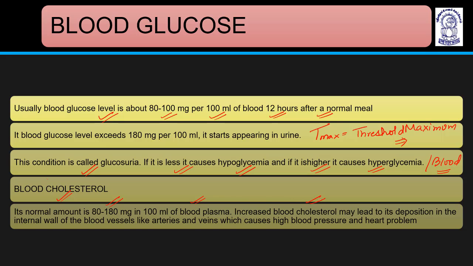Blood cholesterol levels: the normal amount is 80 to 180 milligram per deciliter of blood plasma. Increased blood cholesterol may lead to its deposition in the internal wall of blood vessels like arteries and veins, which causes high blood pressure and heart problems. This is known as arteriosclerosis.